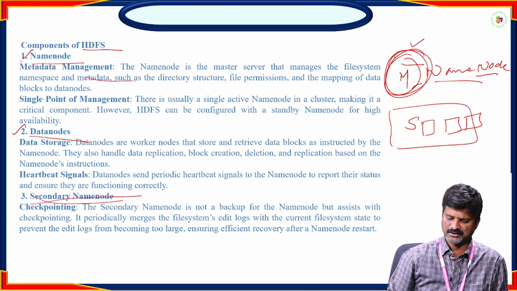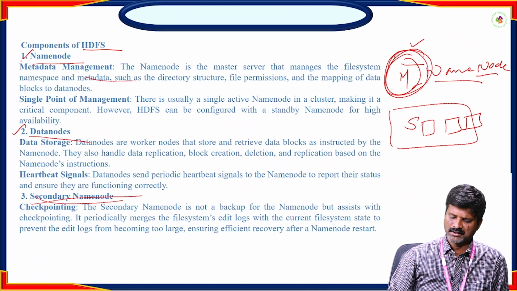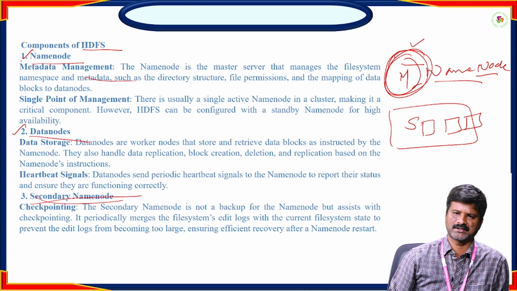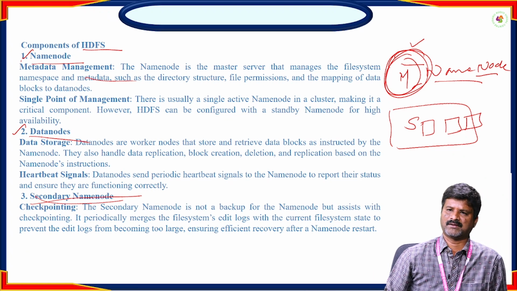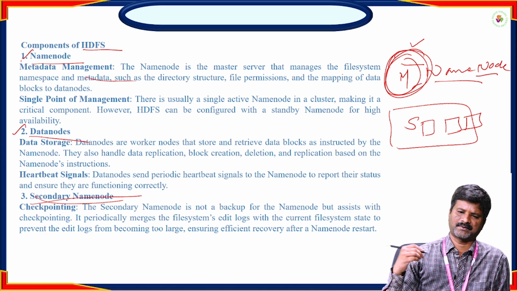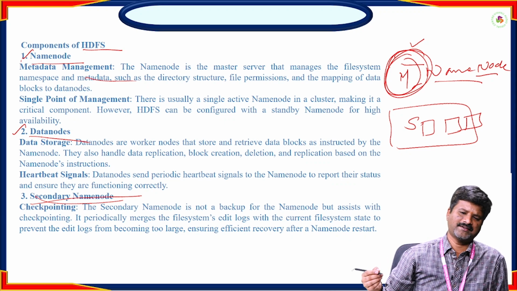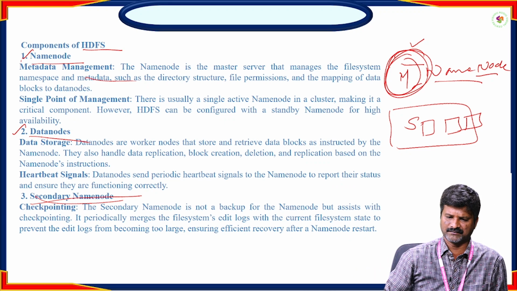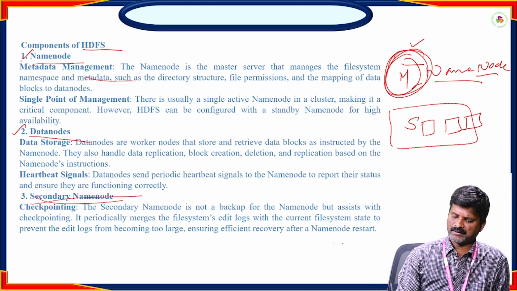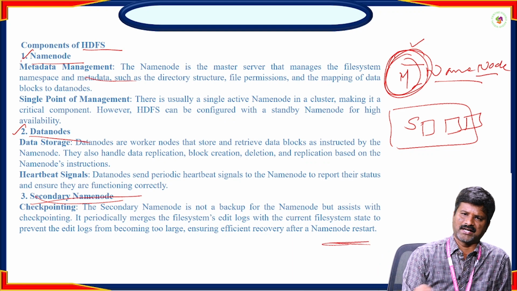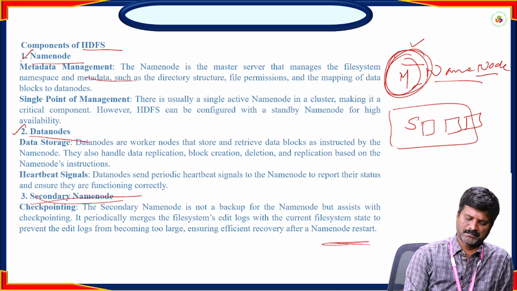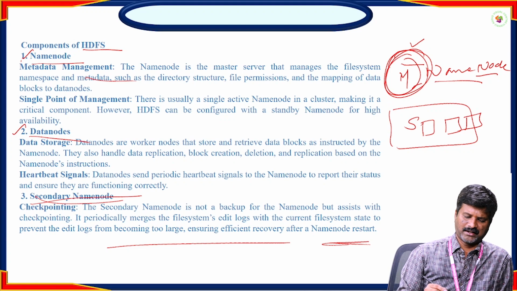The secondary name node is not a backup for the name node. It assists with checkpointing, meaning periodically, every 30 minutes, it merges the file system, so that from the most recent failure point your name node starts, not from scratch. For that purpose we are using this secondary name node.